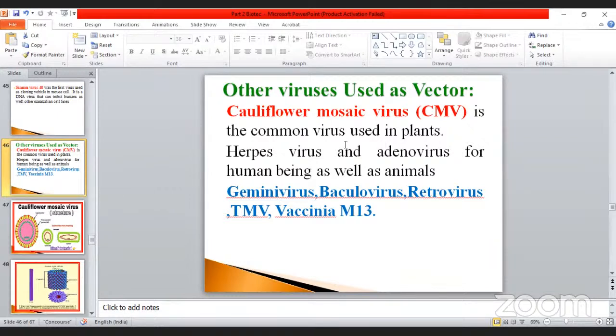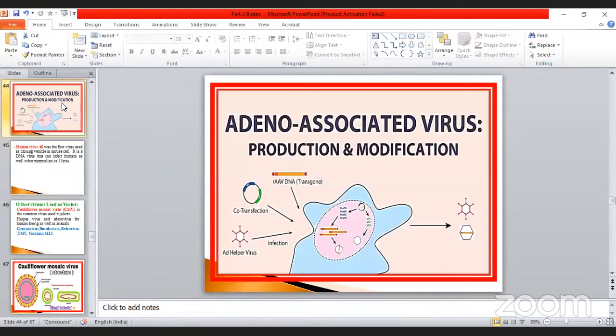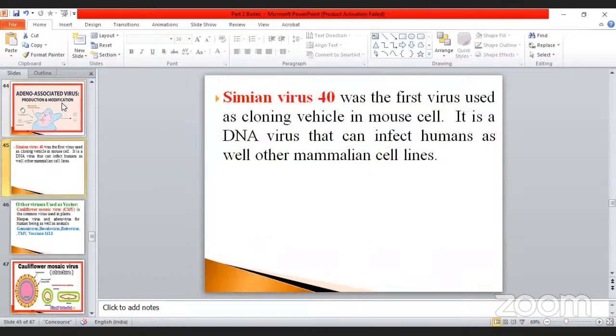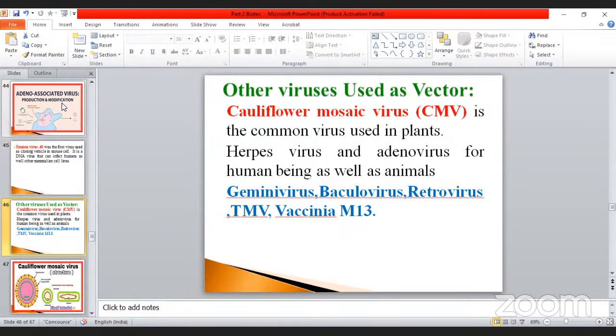You are all once again welcome to another biology session. Last class, what we discussed, you know very well: the types of viruses also act as a vector. In this part, we are going to discuss other viruses used as a vector. What are the other types of viruses? Already you know about cauliflower mosaic virus.